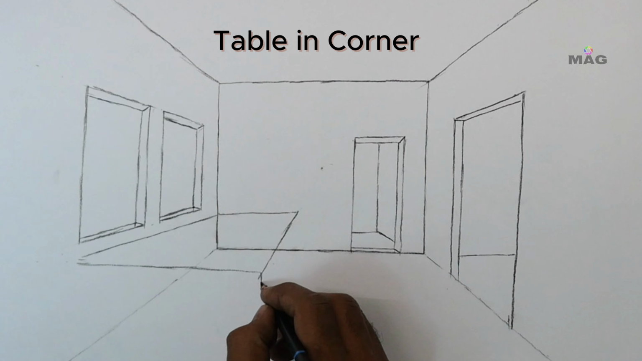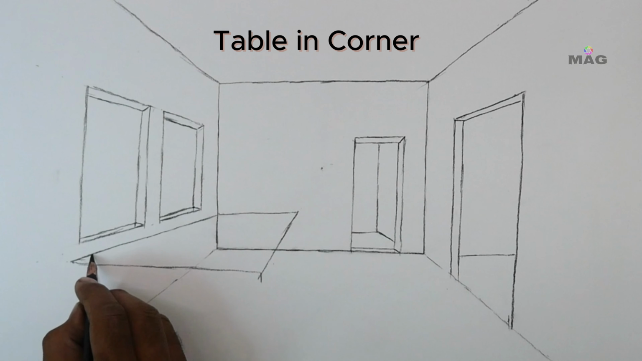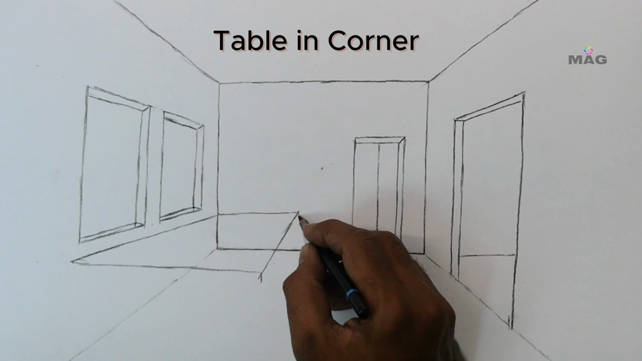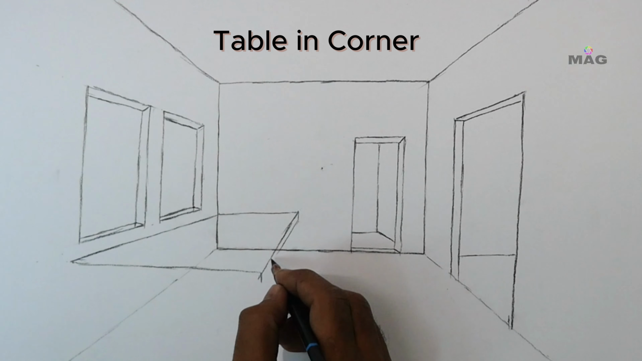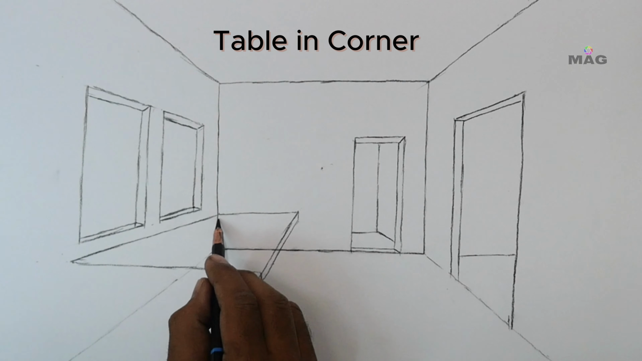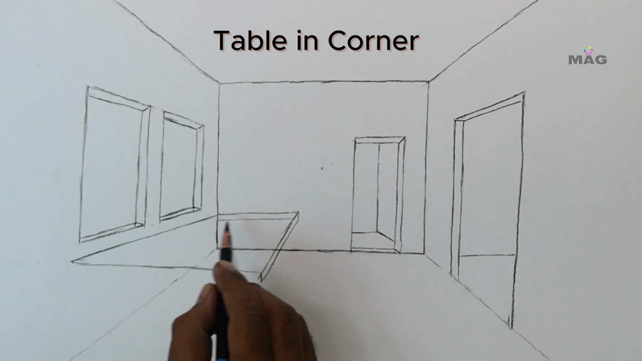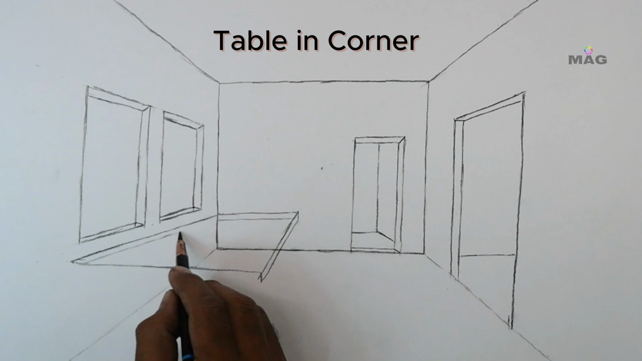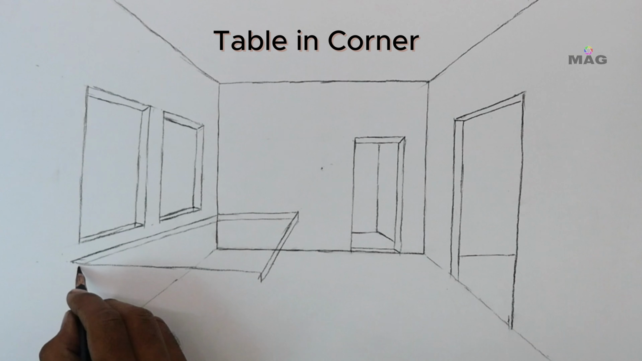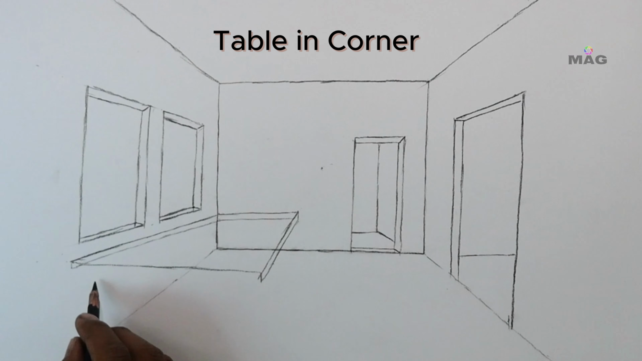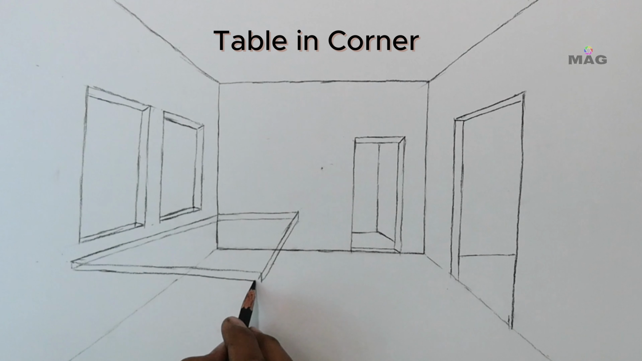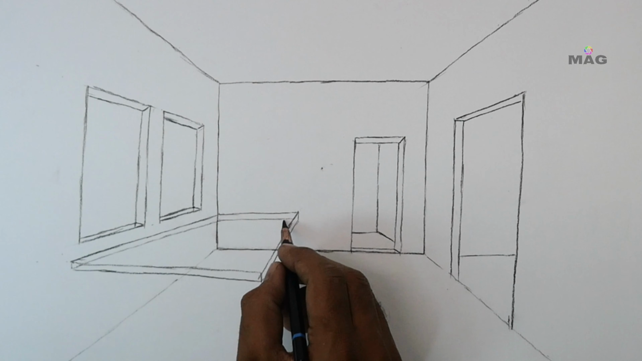Now this line is parallel to the back wall, more or less. Let's make this a glass table so we can see what is happening. We give the surface of the tabletop a thickness following the same rule. Angles go towards the vanishing point. This being one-point perspective, there is only one point to worry about.